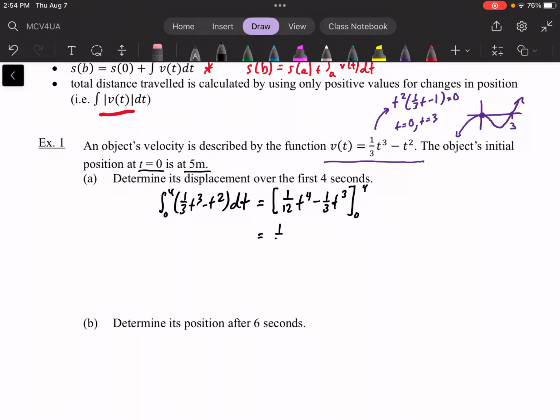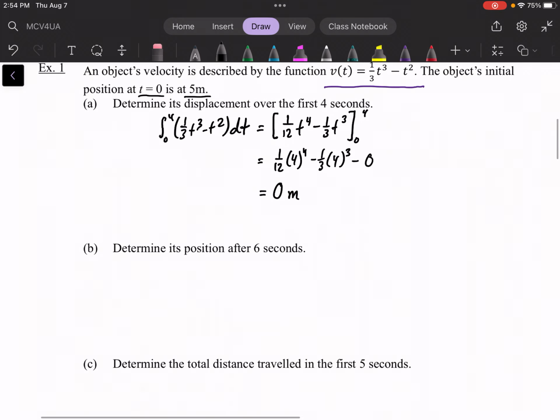So I've got to substitute the value 4 into the function. I also have to subtract the value at 0, but if I substitute 0 in, it's going to equal 0. Using my calculator, I find this is 0 meters. So at 4 seconds, the distance we traveled from 0 to 3 is the same as the distance from 3 to 4. So basically it hasn't moved, but has gone back and forth, if you wish.